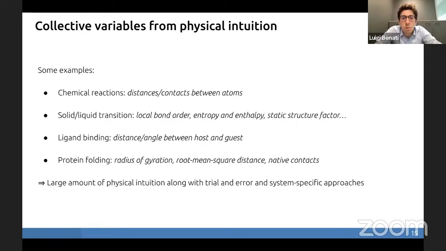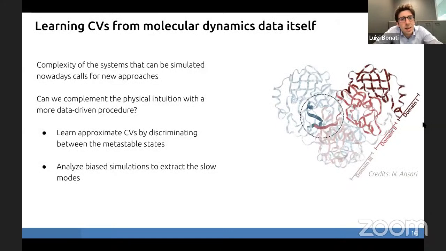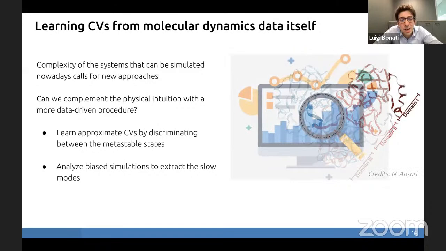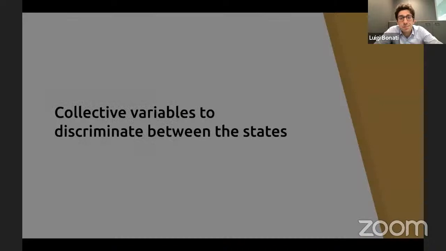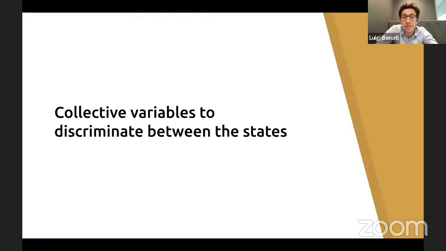However, the complexity of the system that can be nowadays simulated calls for new approaches. So what we would like to do is to complement the physical intuition, which is still crucial, with a more data-driven procedure. In the following, we'll see two examples of how we can extract the collective variables from the data. The first, we will try to design CVs so as to discriminate between the states.